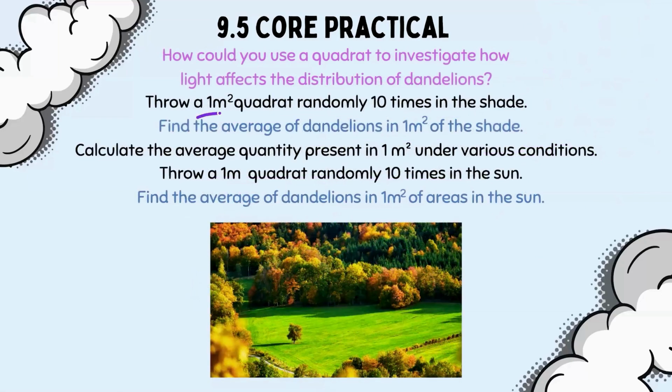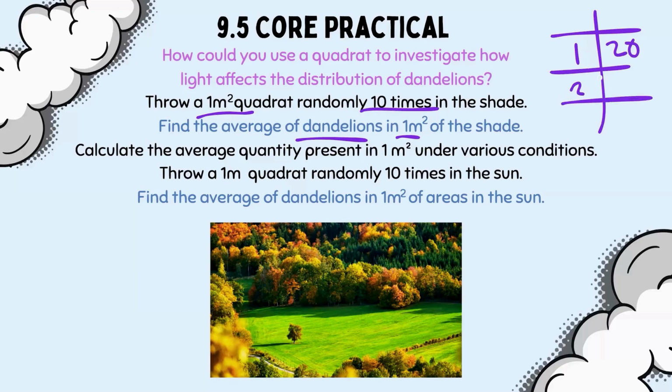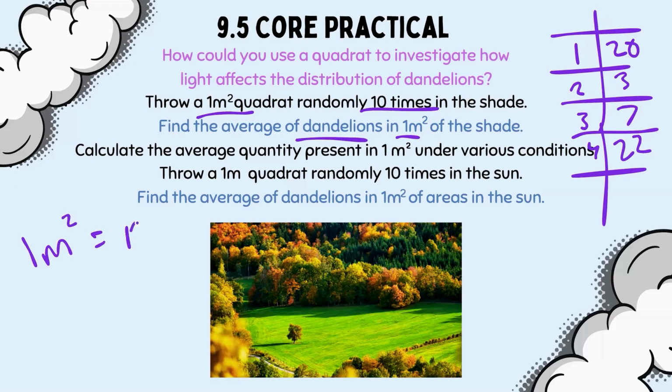Now you throw a 1 meter squared quadrat randomly about 10 times. Find the average of the dandelions in 1 meter squared. So if you've thrown it 10 times, time number 1, you might have counted 20 dandelions. Time number 2, you might have counted 3. Time number 3, you might have counted 7. And the 4th time, might have been 22. You add them all up and you average the amount in 1 meter squared. So if 1 meter squared had 12 dandelions or daffodils, that means on average in your 100 meters squared, you just multiply by 100. You would have had 1,200 dandelions or daffodils.